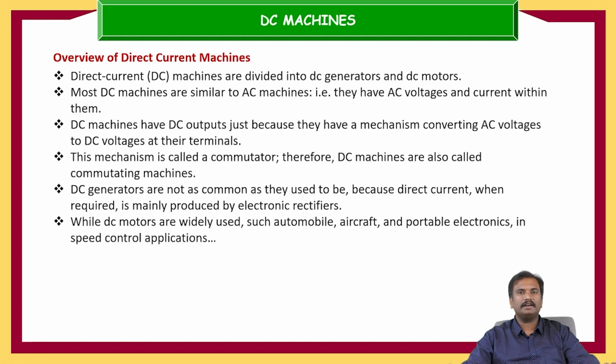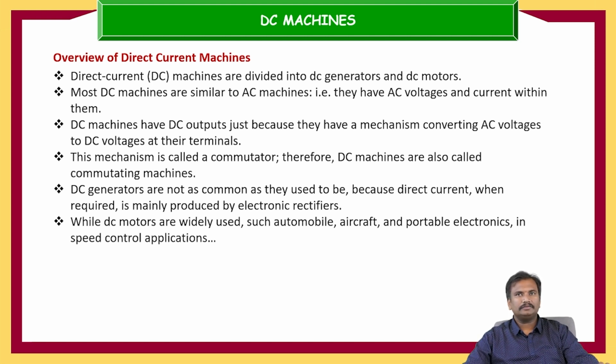DC machines are generally divided into DC generators and DC motors, where these DC machines are going to work on the DC supply. That is, if it is a generator, it gives the DC supply, it generates the DC voltage. Whereas if it is a DC motor, it will take the DC voltage and it will work. And these are very similar to the AC machines, but the only change is that they have the outputs and inputs as DC.